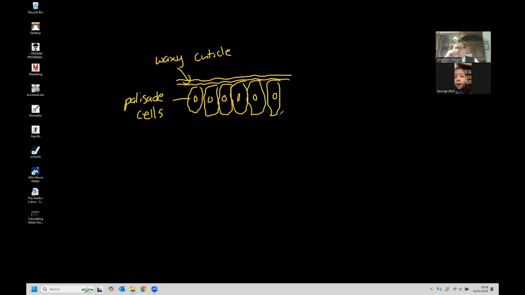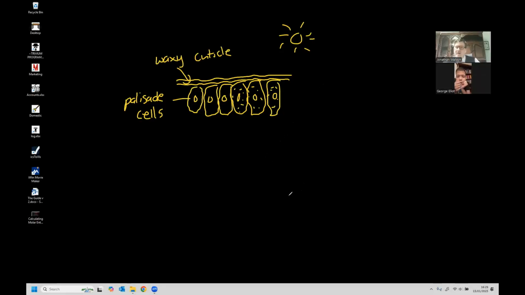Mitochondria? Nope. Ribosomes? Nope. Nucleus? Nope. Think, they're going to be involved in sunlight capturing, aren't they? The sun is coming down here. They're on the top side of the leaf. Cell wall? What have we just been learning about? Plants. Chlorophyll. Chloroplasts, right? Good lad. They're going to contain lots of chloroplasts. And what do the chloroplasts contain? Loads of chlorophyll.